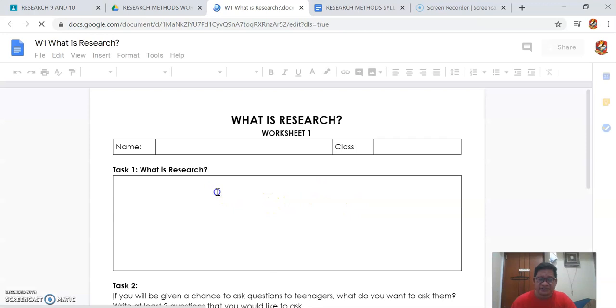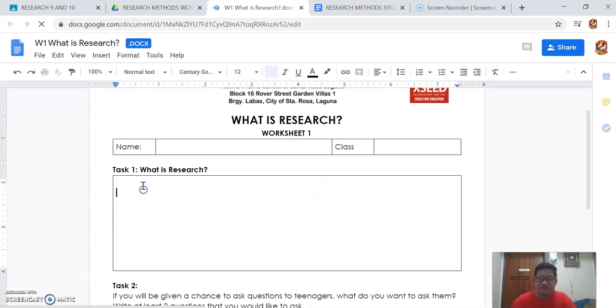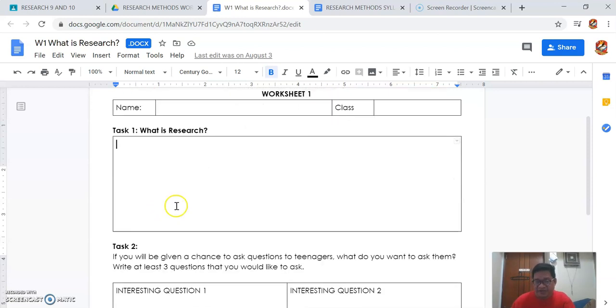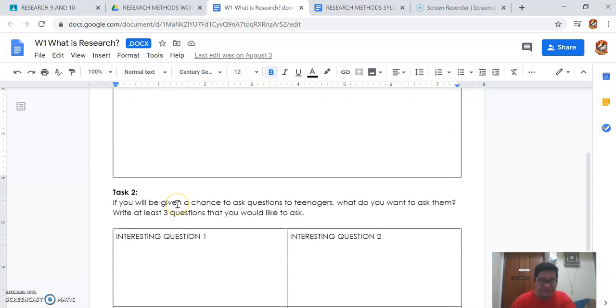What is research? This time you can, for example, Google it and type it there. But again, the rule is that whatever words you put into any of your documents, make sure that you understand the words. That's a very simple one.